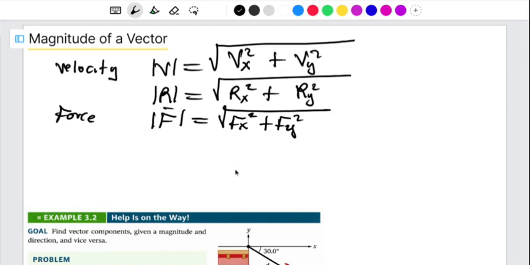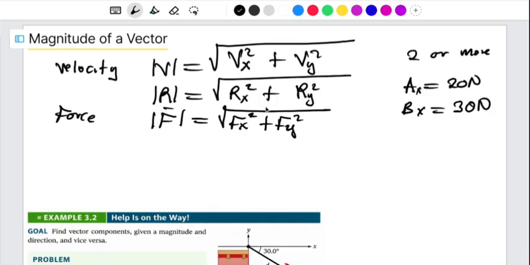If the question involves two or more vectors, let's say, for example, we have A, which has 20 newtons as the x component. We also have B, which has, let's say, the x component to be 30. Then they tell you to find the resultant vector. You also have Ay, which can be negative 30 newtons, then By, which can be, let's say, positive 40 newtons. Then they tell you to find the resultant vector.